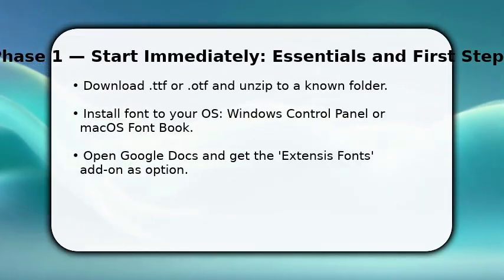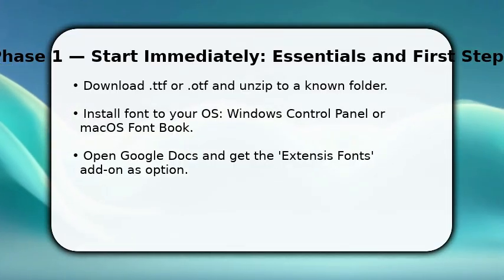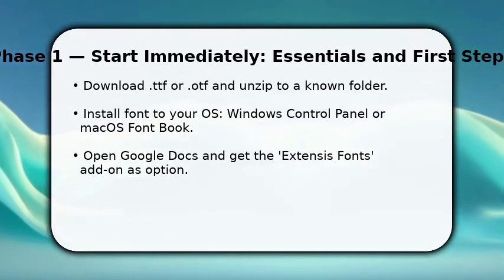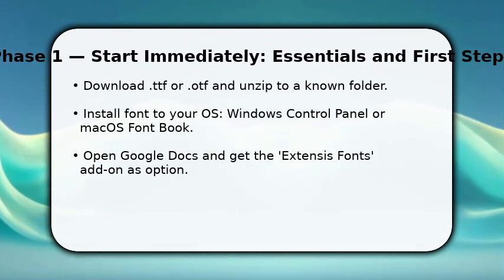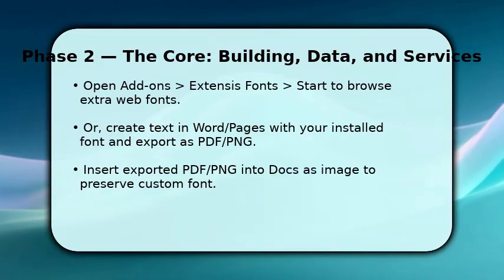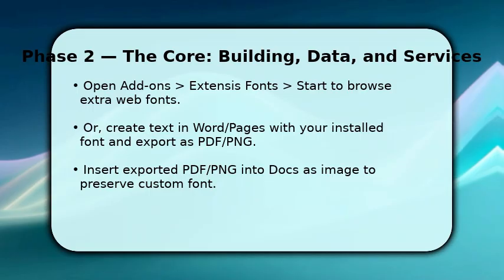If you prefer not to use add-ons, you'll prepare a fallback. Create the text in an app that accepts system fonts and export it for insertion into Docs. You now choose the execution path. If you use Extensis, launch it, search for a close match, select the text in Docs, and apply the font. Extensis serves web fonts without local install.